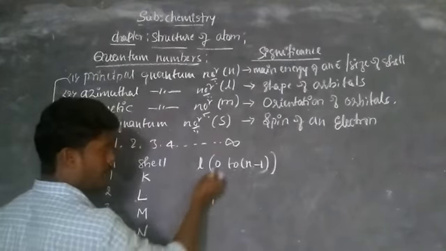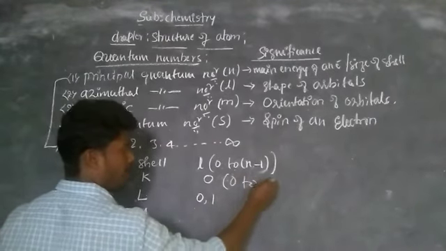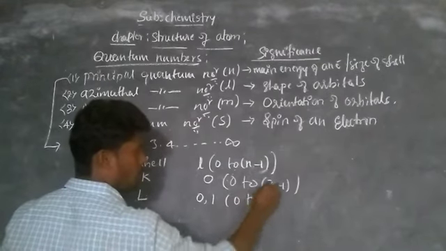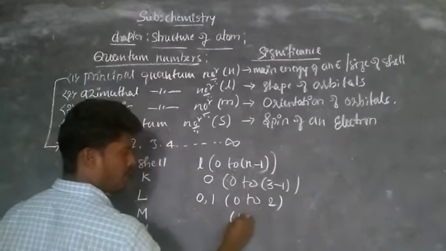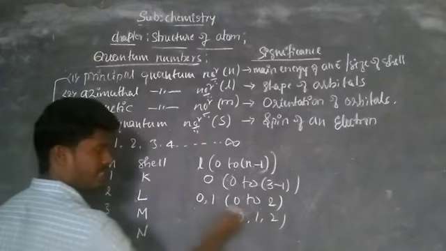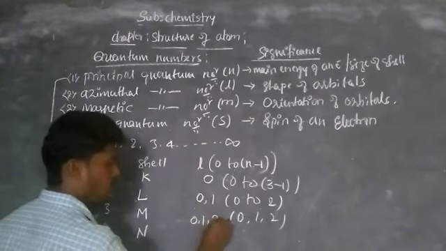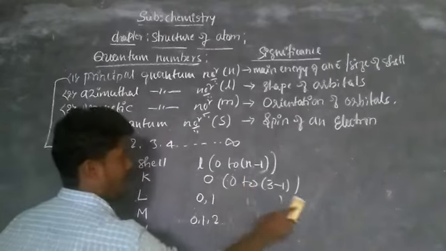3 is equal to what? 0 to n plus 3, substitute 3 minus 1, that is equal to what you get? 0 to 2. 0 to 2 means what? 0, 1 and 2. There are 3 values, right? That is, n is equal to 1 means 0, 1 and 2. This is the n is equal to 3 values.